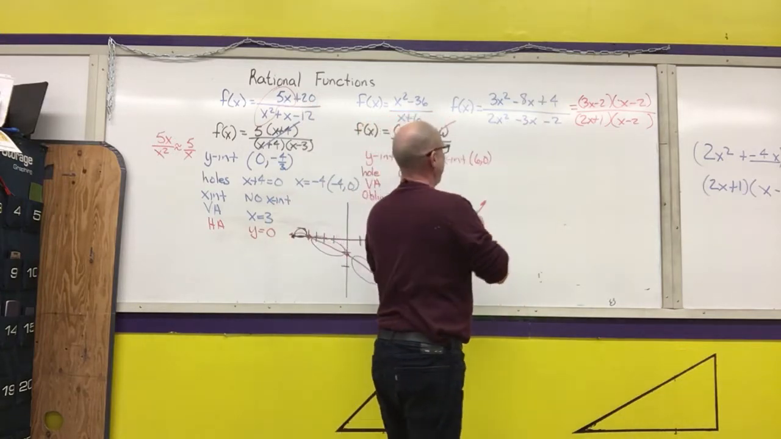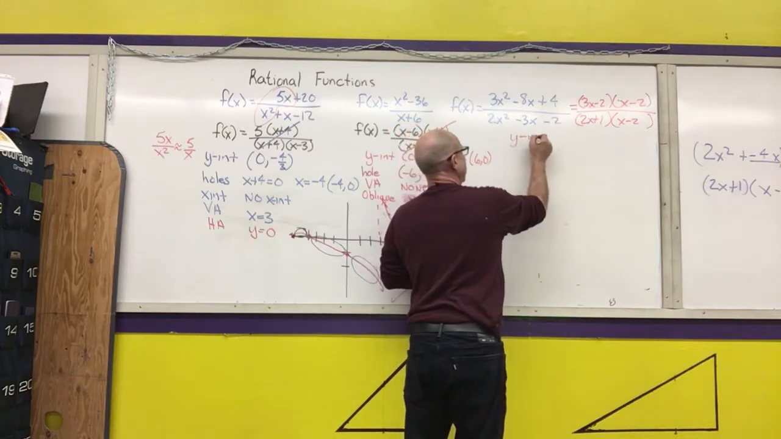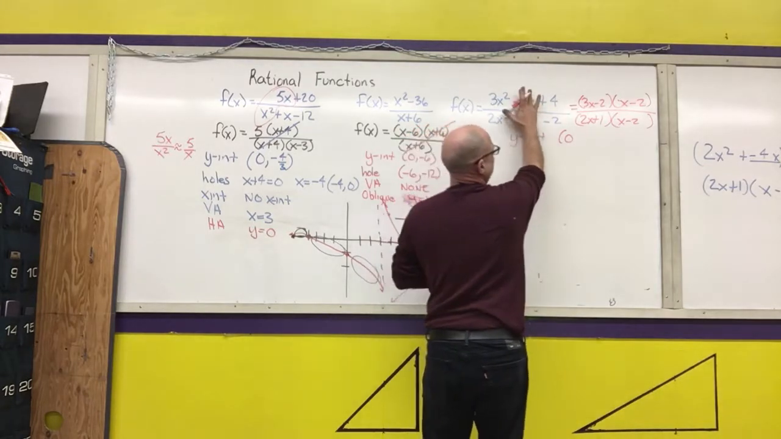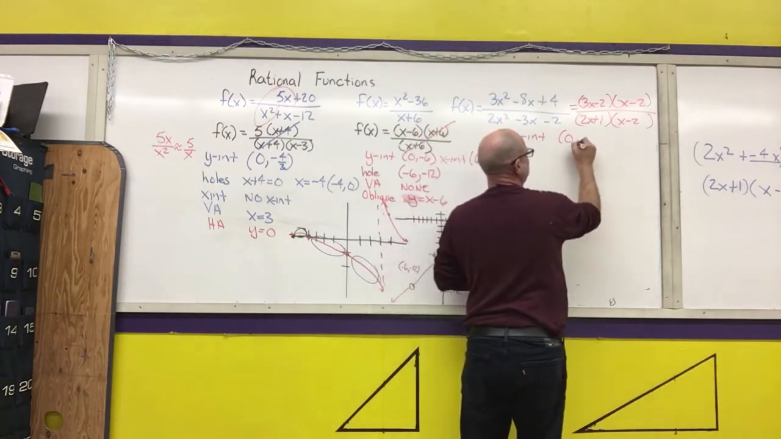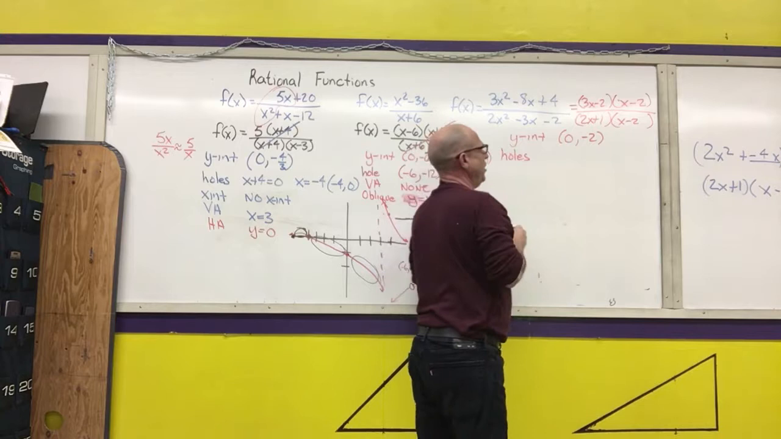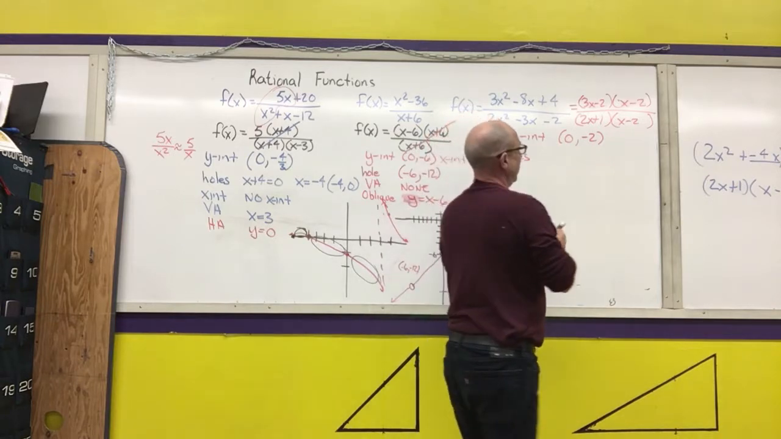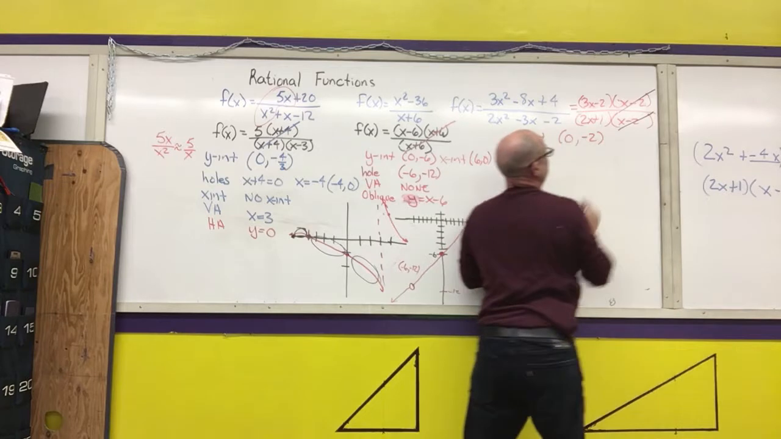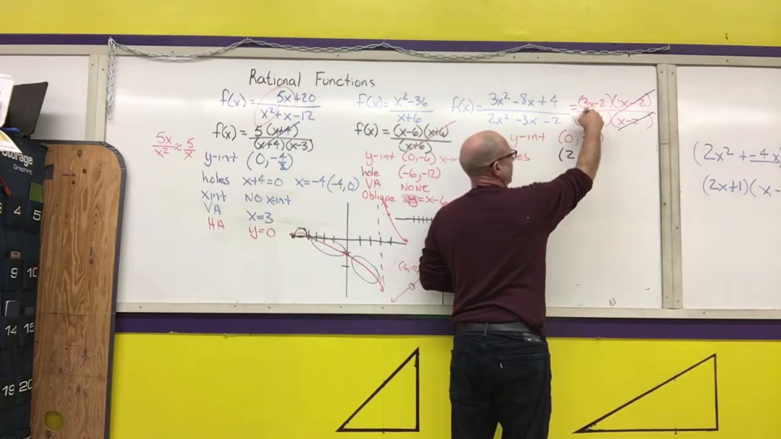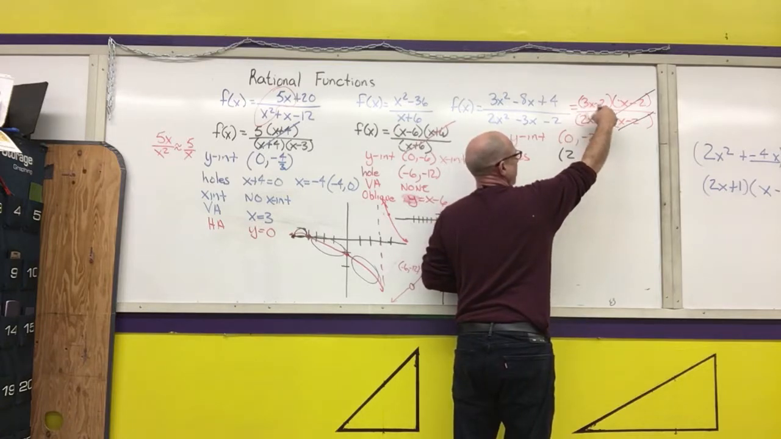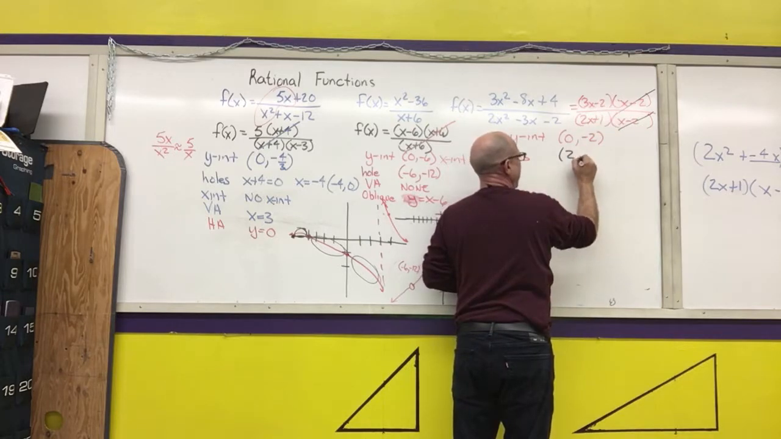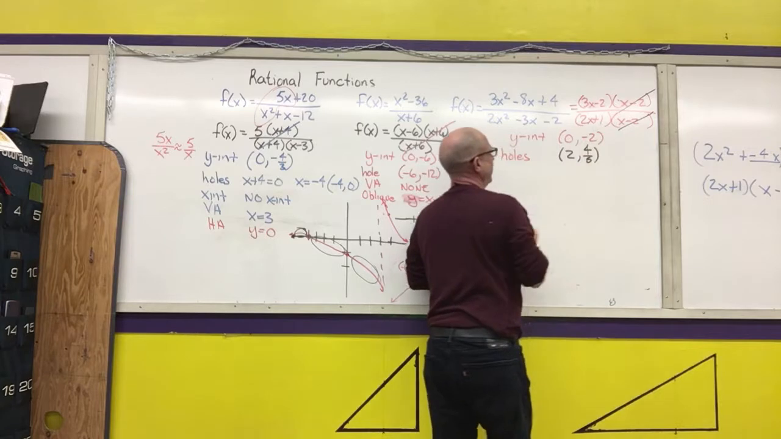So to find the y-intercept, you put a 0 in for x. Those two terms and these two terms go away, and you're left with 4 over negative 2, which is negative 2. You have holes in your graph when you have common factors in the numerator and the denominator. I will have a hole in my graph when x equals 2. And if I put a 2 into the function, I get 6 minus 2, which is 4, over 4 plus 1, which is 5, which is at 2 comma 4 fifths.